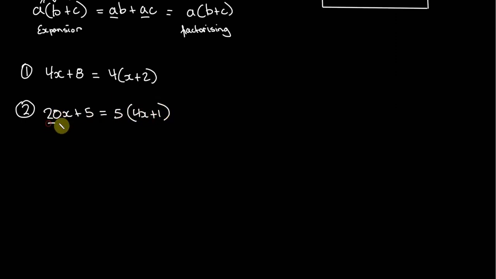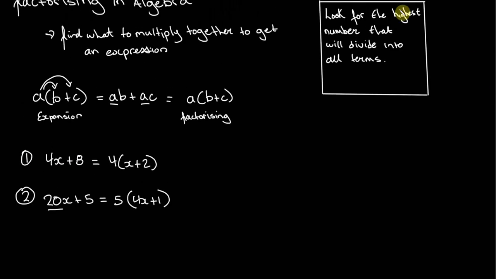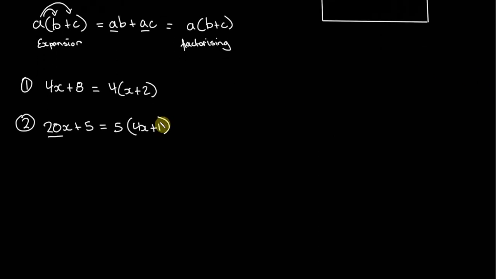So what we're doing is dividing. We've identified the greatest common factor, which in this case is 5. Then you're dividing your terms. Like we said, the key intuition here is to look for the highest number that will divide into all terms. So that's what we've done. We've identified our greatest common factor, which is 5, and we've just divided by 5. We've pulled 5 out, which leaves us with 5 times 4x plus 1.